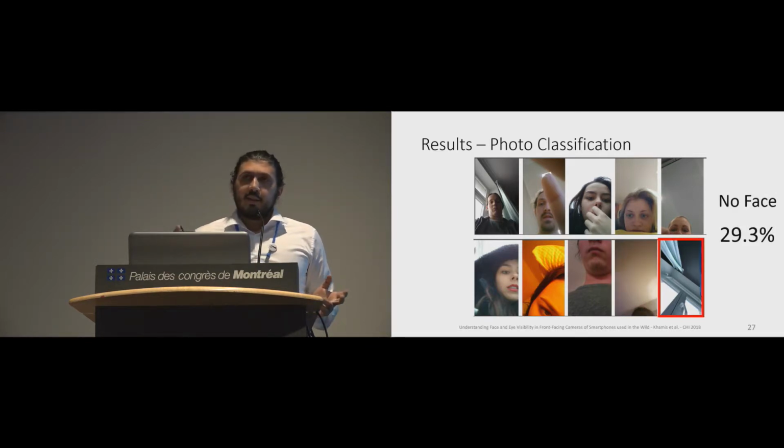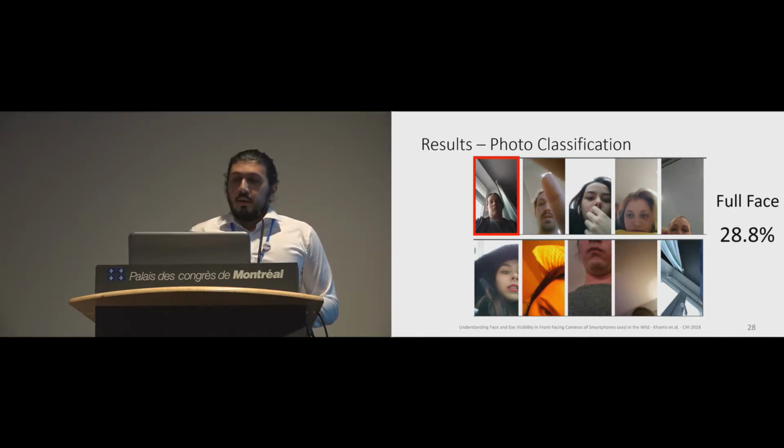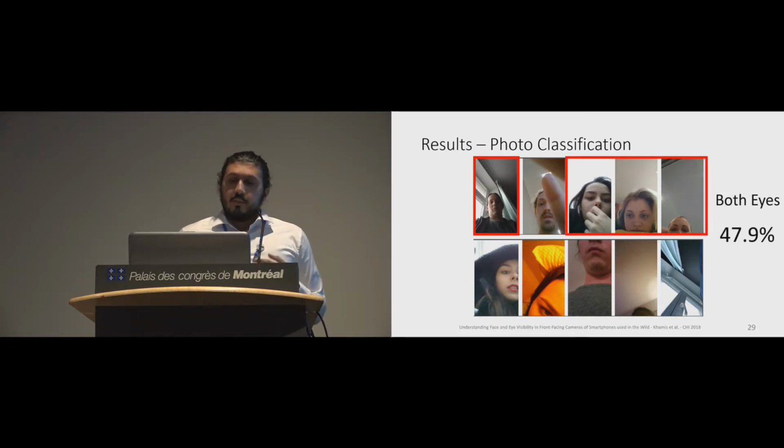And interestingly, the cases where there is no face at all account for about 30% of the cases, which is almost as much as the cases in which there was a full face in the view of the camera. On a more positive note, the cases where we had both eyes visible, so not necessarily the entire face, but both eyes are there, we had about 48% of the cases in our data set.